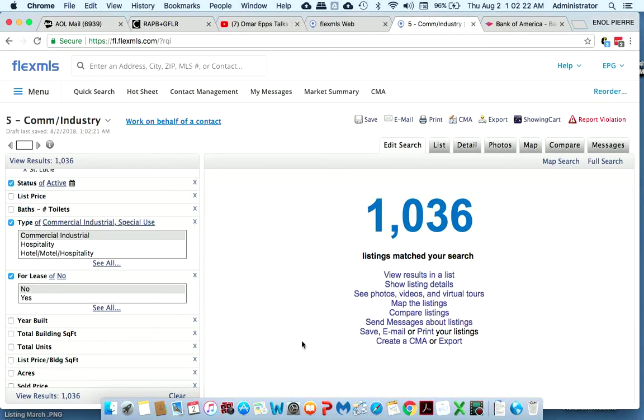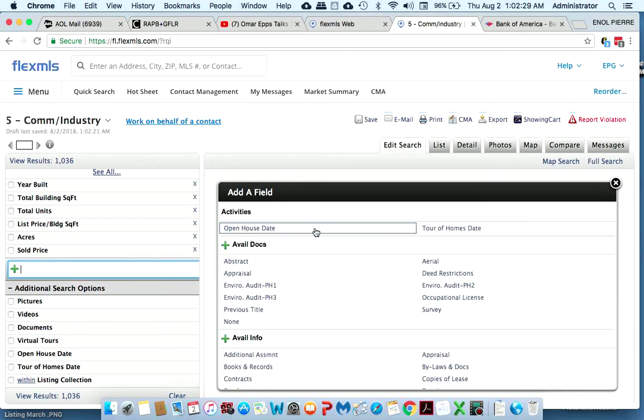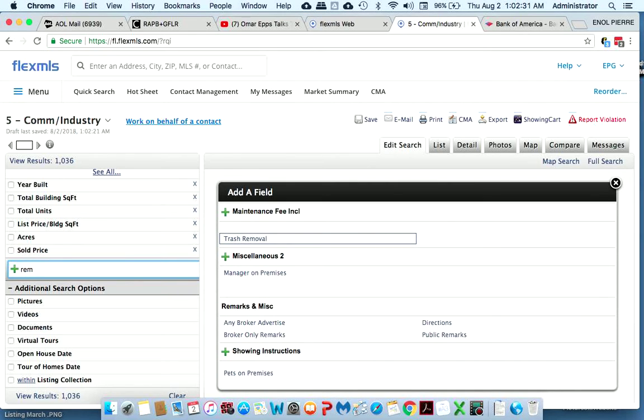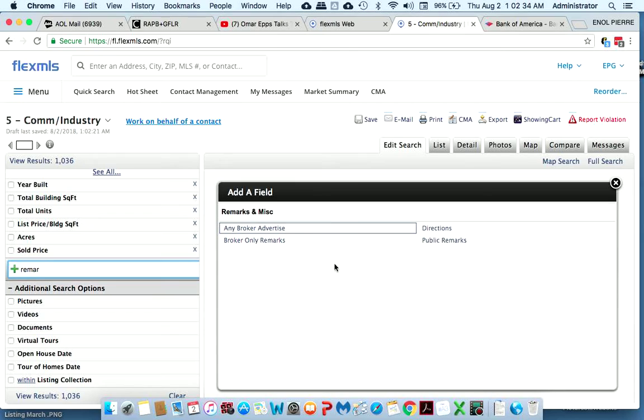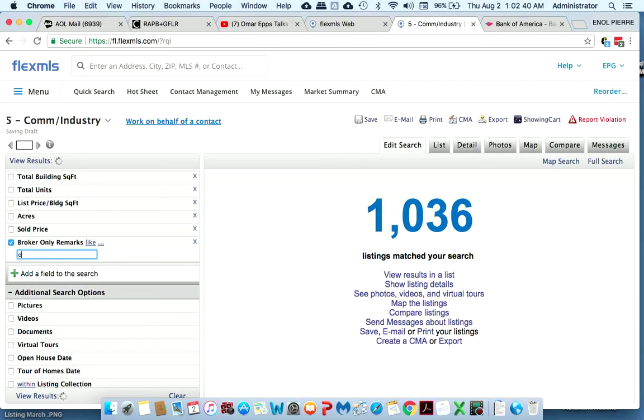One of the key words that I look for, and I'm going to scroll down here, you go to add to field search. If you go to remarks, any remarks, we're going to try broker's remarks first, and then we're going to type in occupied. What that tells us is that someone's there, so my client is interested in something like that, because the fact that someone's there, it'll more likely be income.